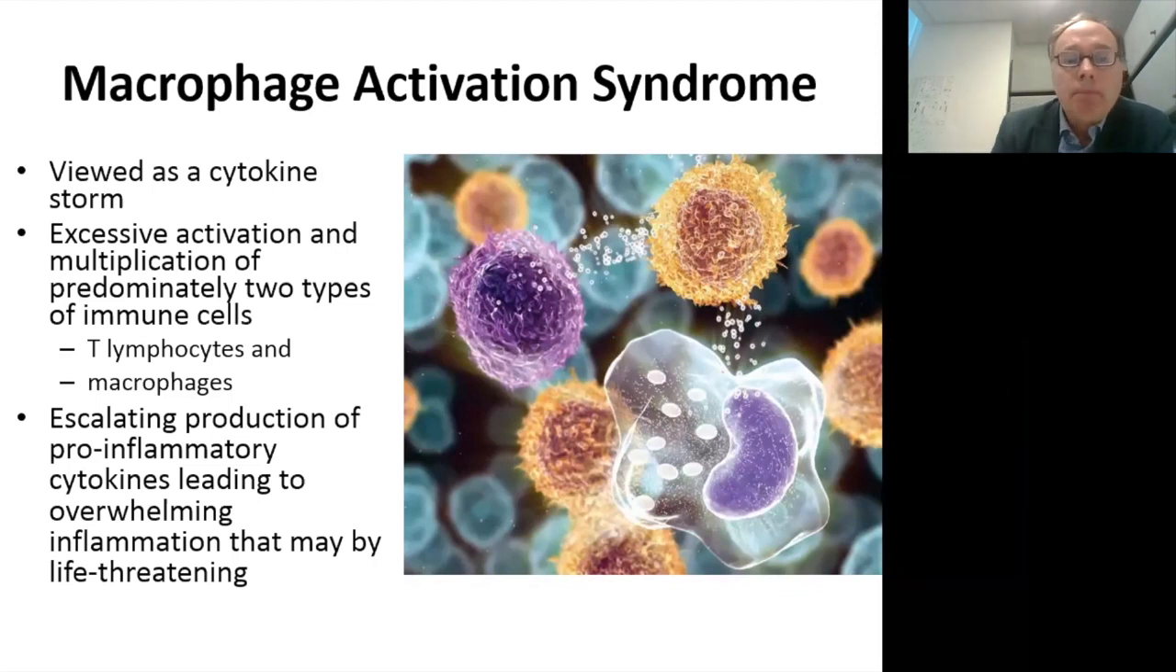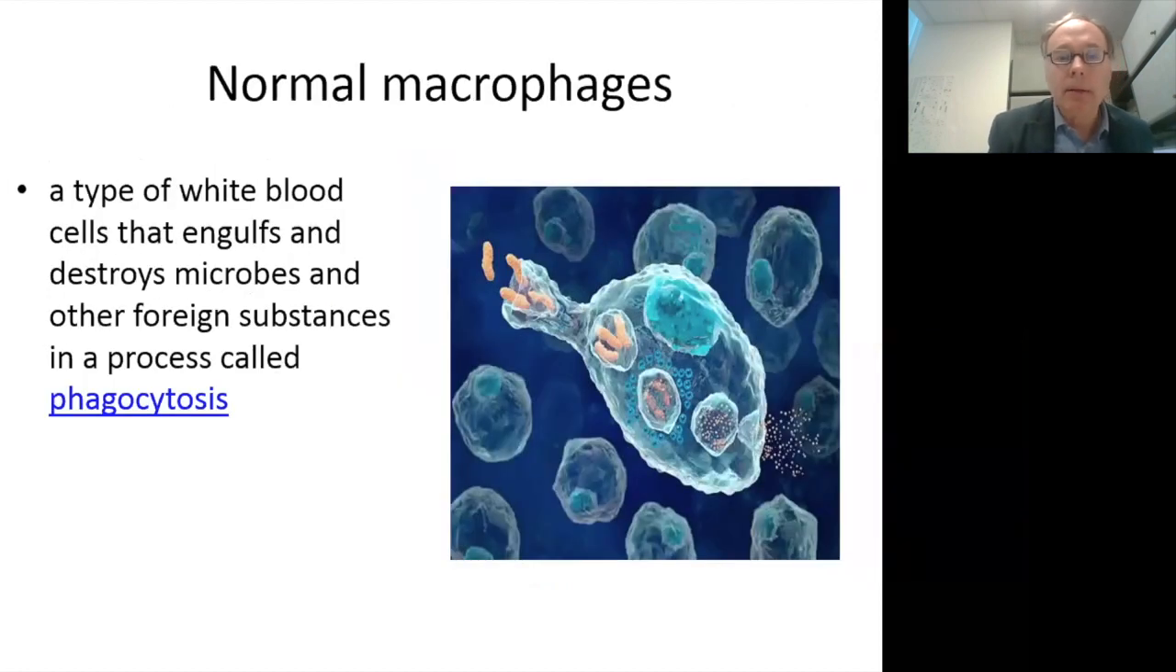So in macrophage activation syndrome, we see excessive activation and multiplication of predominantly two types of immune cells, T lymphocytes and macrophages. And these cells produce massive, escalating amounts of those pro-inflammatory cytokines. They stimulate each other. That leads to the development of a vicious cycle, an overwhelming inflammatory reaction that may be life-threatening.